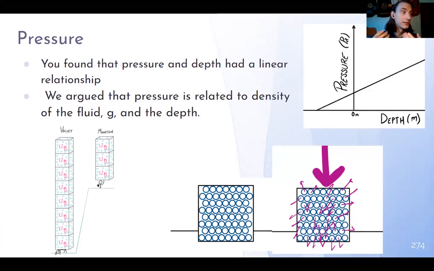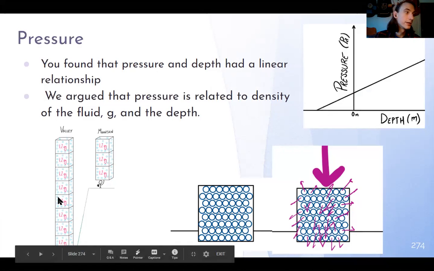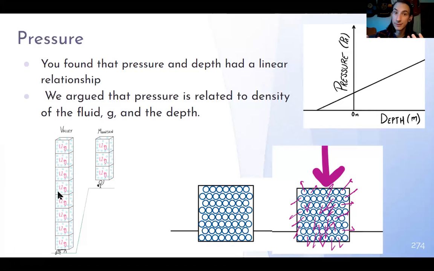If we're thinking about being on top of a mountain, there's significantly less air above us pushing down on us, causing this pressure. If we're at the bottom of a valley, there's significantly more air above us, significantly more mass above us. So we have more of this pressure because there's a greater force pushing down on us.